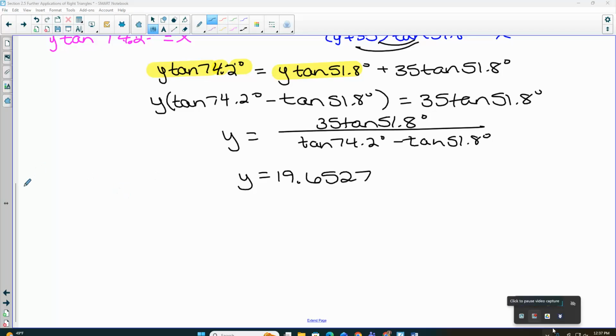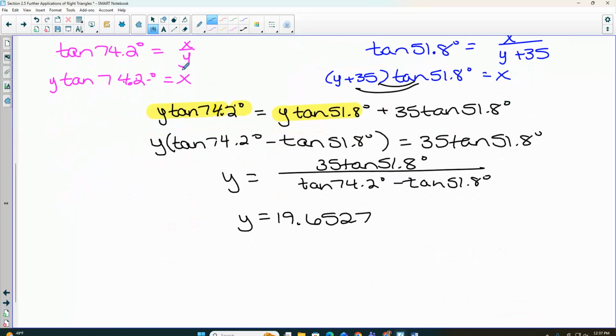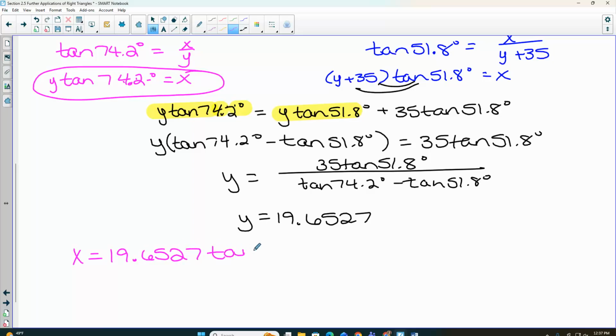What were we asked to find in this problem? The height of the building. That was x. But we really have it because, remember up here, we said x is just y times the tangent of 74.2 degrees, so my 19.6527 times the tangent of 74.2 degrees. So I'm just going to plug my y in to find out what x is.